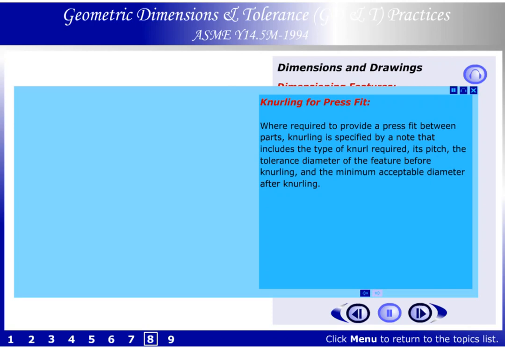Knurling for press fit. Where required to provide a press fit between parts, knurling is specified by a note that includes the type of knurl required, its pitch, the tolerance diameter of the feature before knurling, and the minimum acceptable diameter after knurling.